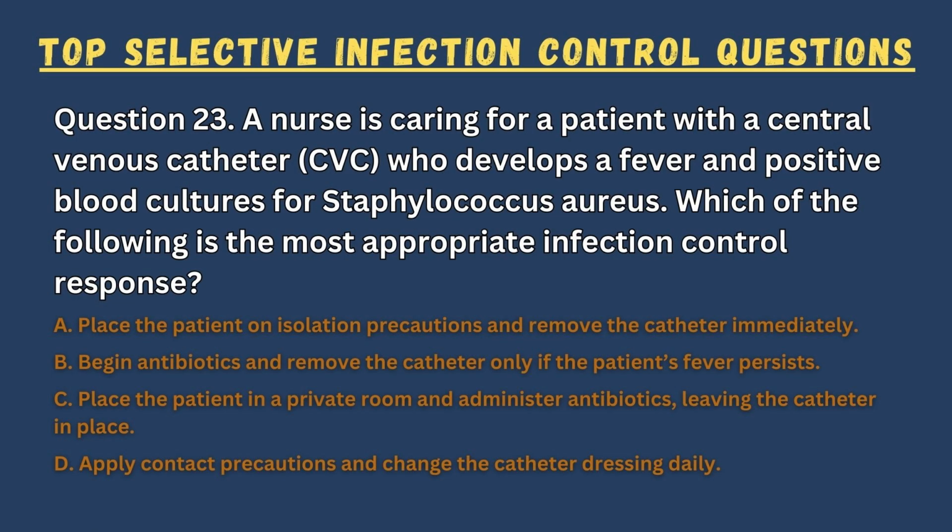Question 23. A nurse is caring for a patient with a central venous catheter, CVC, who develops a fever and positive blood cultures for Staphylococcus aureus. Which of the following is the most appropriate infection control response? A. Place the patient on isolation precautions and remove the catheter immediately. B. Begin antibiotics and remove the catheter only if the patient's fever persists. C. Place the patient in a private room and administer antibiotics, leaving the catheter in place. D. Apply contact precautions and change the catheter dressing daily.